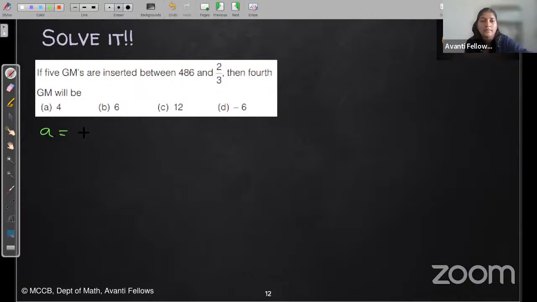Here A is equal to what? If I compare this with the general formula, A will be 486. B will be 2 by 3. And N is the number of geometric means. How many terms do we have between 486 and 2 by 3? 5 GMs, right? 5 geometric means are inserted. So N is equal to 5. So find the value of G for the 4th geometric mean.